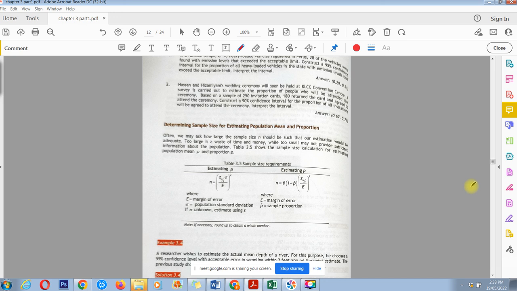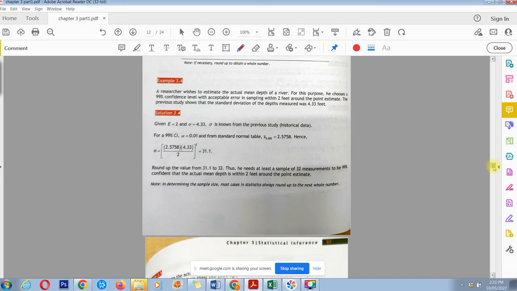E is the margin of error, and sigma is the population standard deviation. The difference is P hat and sigma. Here we use P hat, here we use sigma. If sigma is unknown, estimate using S. If this is not clear yet, we go to the example.